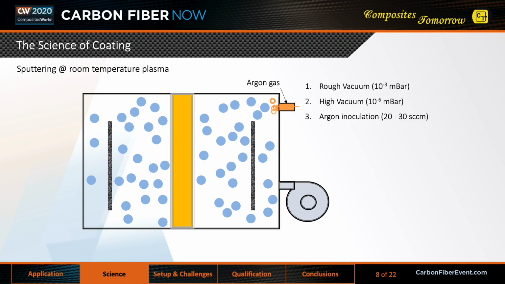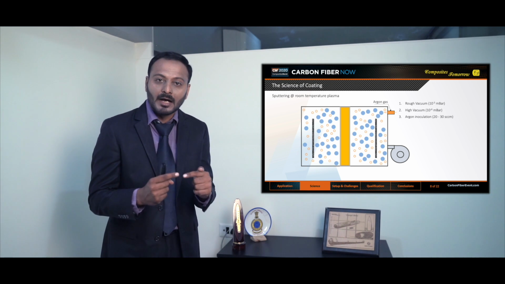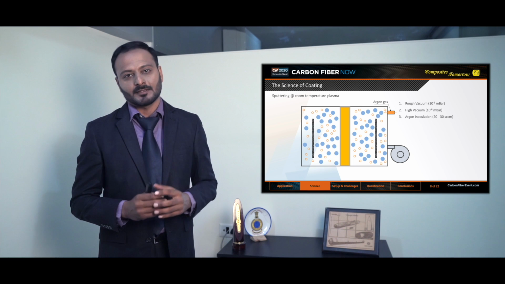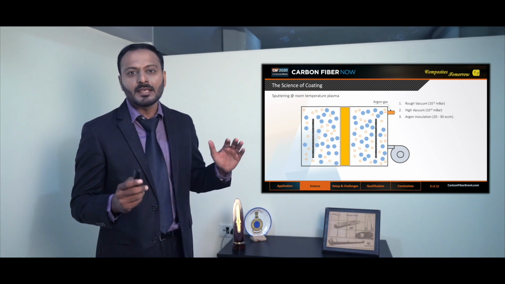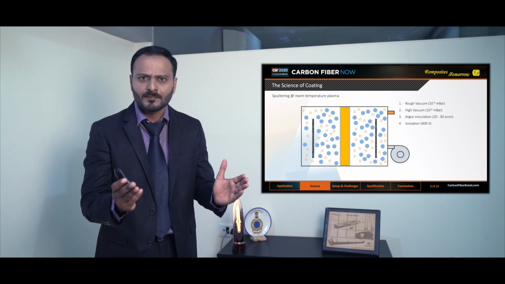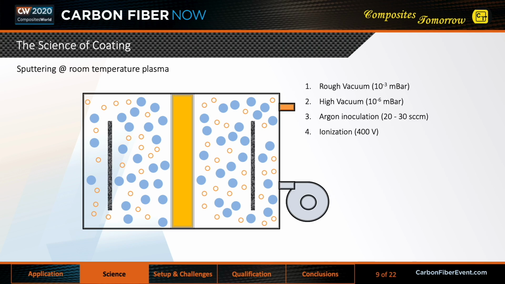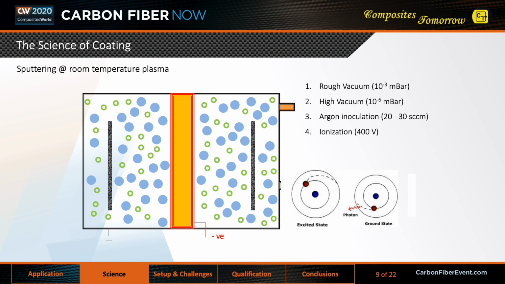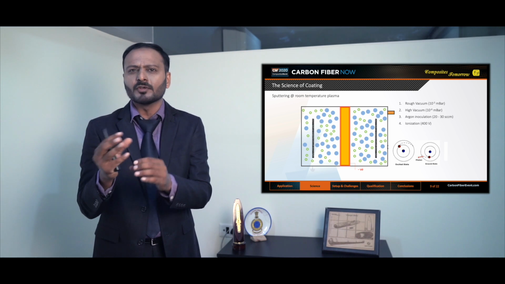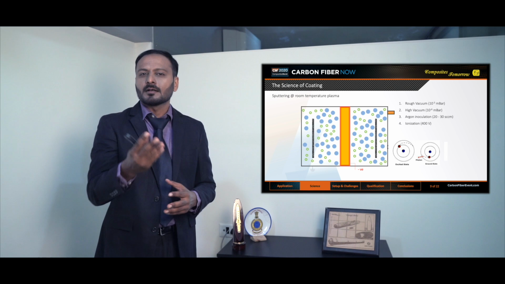This is when we inoculate our chamber with argon gas. This sprays a lot of argon ions in the chamber, increasing the availability of argon ions per mole of this gas. Now, as soon as we ionize, that is, give a potential difference between the target and chamber, the immediate effect would be ionization of argon. Well, the electrons from the outermost orbit of the atom will get excited, and when they come back in the resident orbit, they will emit photons.